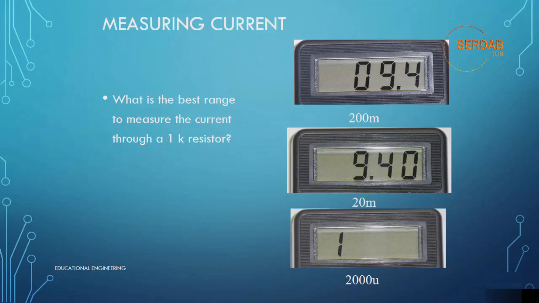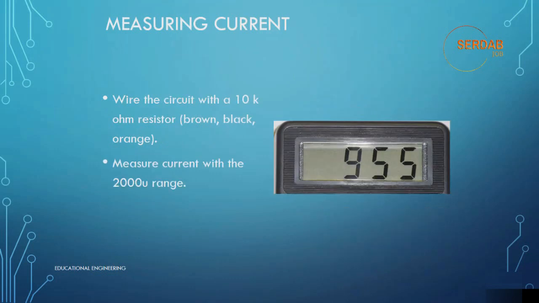You must test that for sure to get a clue how much current will pass and what is the best highest resolution scale. Now as you can see here, let's wire that circuit with a 10 kilo ohm resistor, brown, black, orange. These are the three colors. Let's measure the current with the 2000 microamp range. As you can see, it gave us 955 microamp.